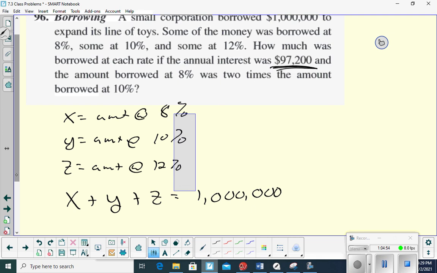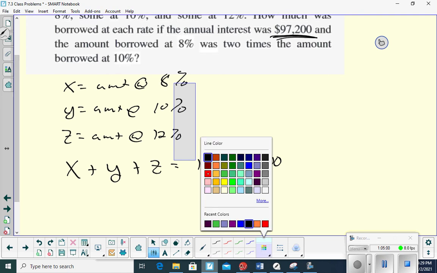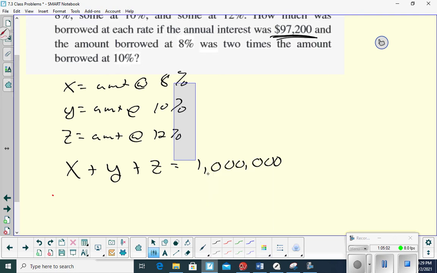Well, to figure out interest, I take the percentage and multiply it by the amount of money that I borrow. So my second equation is going to deal with interest. I'm going to do 0.8x, because remember you have to change the percents to decimals, plus 0.10y plus 0.12z, and that's equal to the amount of interest, which is 97,200. I have two equations. That's great. I need a third equation because I have three unknowns, and that's the last one.